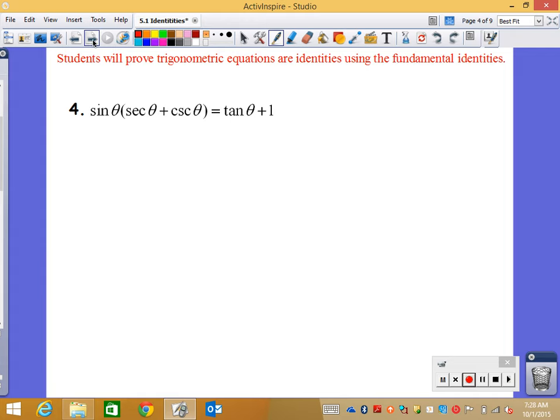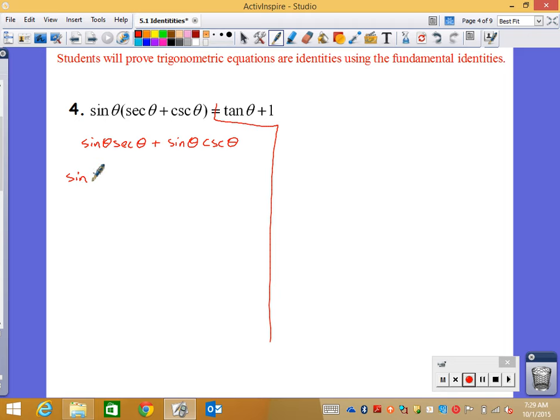Ooh, that one looks a little more complex. Don't fret though, this is literally just the opposite. Notice I have my parentheses on the left, and I don't have any parentheses on the right. So I'm just going to have to distribute something into my parentheses. So you can either start by writing secant and cosecant in terms of sine and cosine, or you can just start distributing and then rewrite them. I'm going to distribute first. So on the first term, I'll have a sine theta secant theta, plus sine theta cosecant theta. And just to make room, my line's going to go over here. Let's rewrite secant and cosecant now.